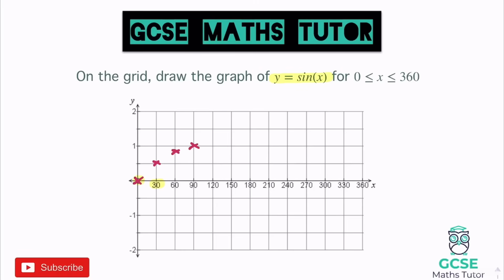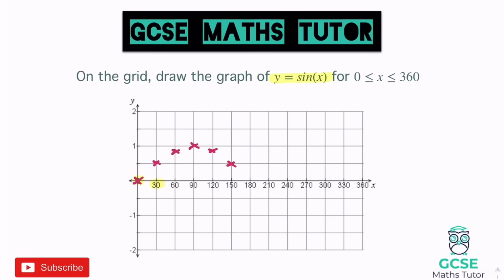Now, when I go for the next one, 120, if I go back in and type in sine 120, there we go, I get 0.86. I actually get the same value as when I put in sine 60. We'll discuss that a little bit more in a second. Okay, moving along, sine 150 gives me a value of a half again.